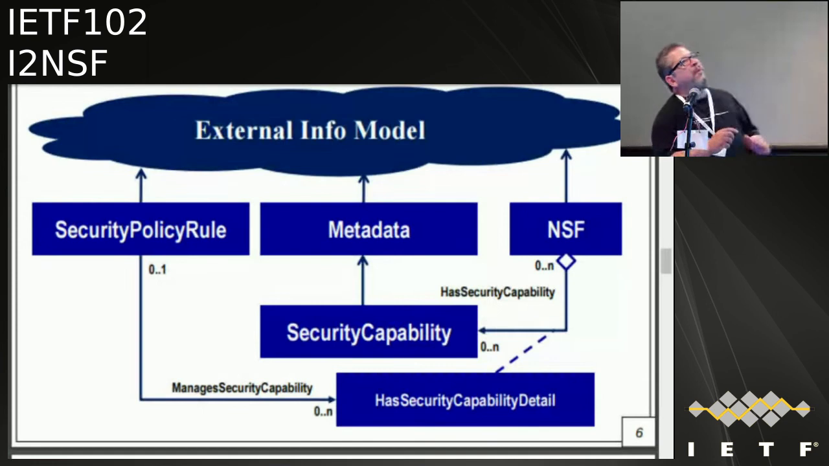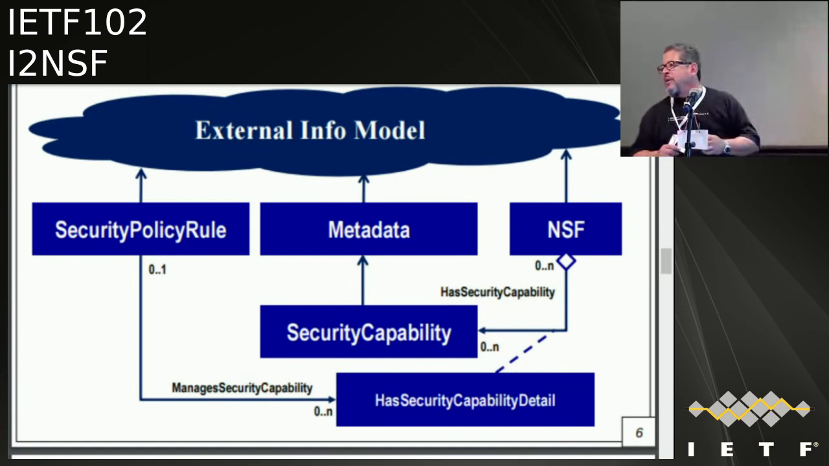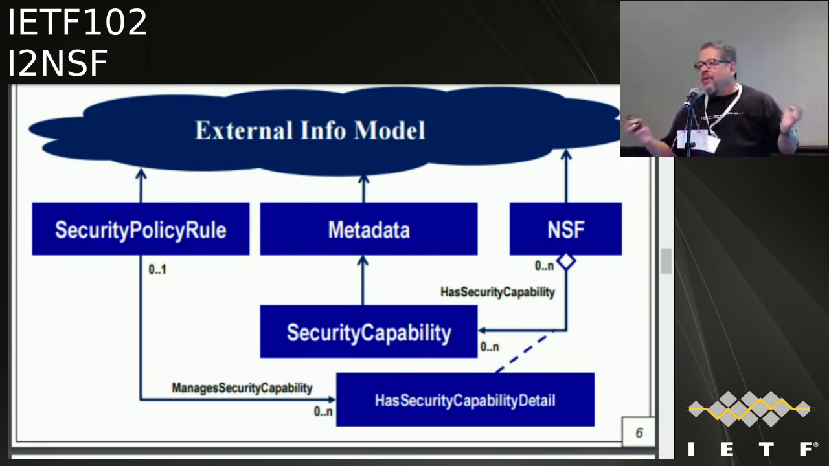this draft was built to be compatible with as many external projects as possible. So it does not define an information model from top to bottom, rather it defines a fragment, specifically two fragments. One for representing capabilities, which are a type of security, and the second for representing policy rules. And if the external information model doesn't have it, then a third fragment can define NSFs.